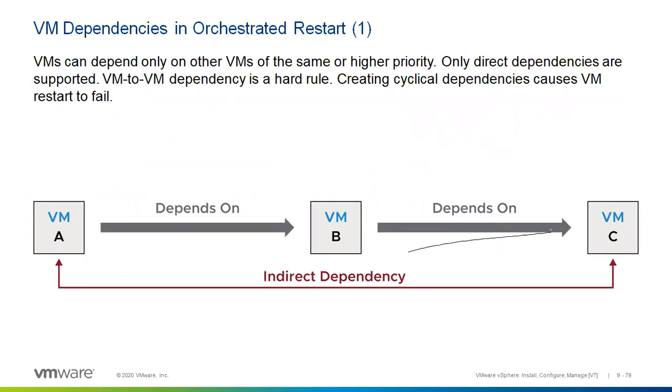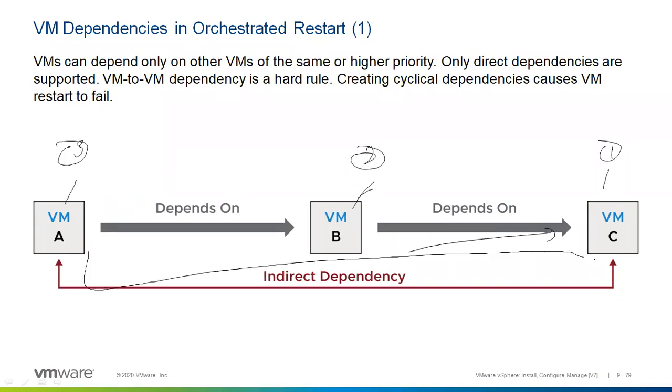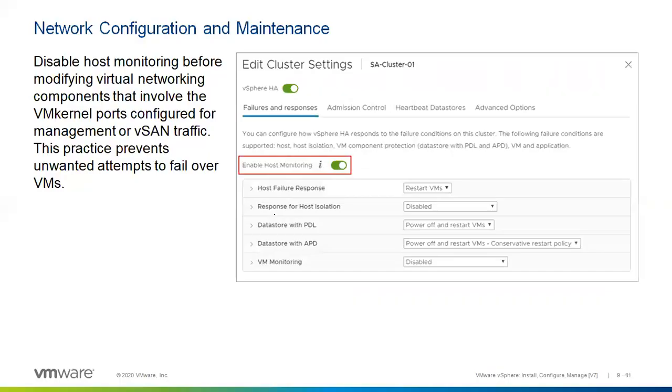B has a dependency on C. It means that B should wait for C to come up first. So first C will start, then B will start, then A will start. A has an indirect dependency on C also. Indirect means a direct dependency with B. All right, so that's all.